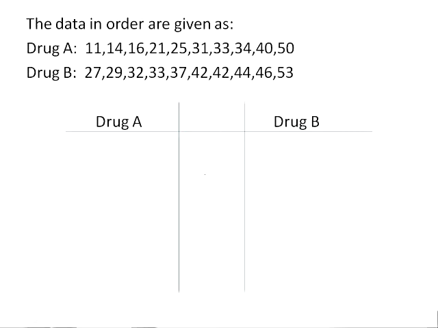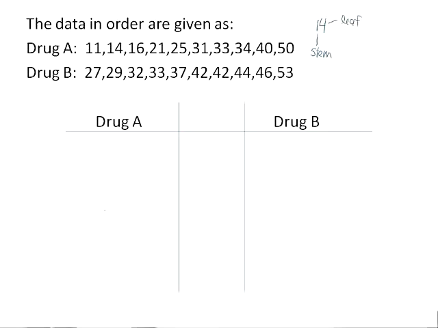Now notice what we have in our diagram. We have a column for drug A, a column for drug B, and there's a blank column down the middle. Now the stems and the leaves are going to come from our data set. Since each one of these data points is only 2 digits, the first digit is the stem, the second digit is the leaf. So for the data point 14, the 1 is your stem, and the 4 is your leaf.